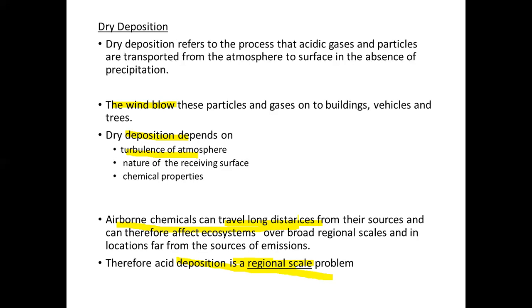As an example, we can say the Sapugaskanda oil refinery emits SOx and NOx. But acid rain will occur not only in the Sapugaskanda area, but also across the whole Western Province. And again, it can happen over the Indian Ocean, because airborne chemicals can travel long distances from their source and therefore affect the ecosystem over broad regional scales and locations far from the sources of emission.